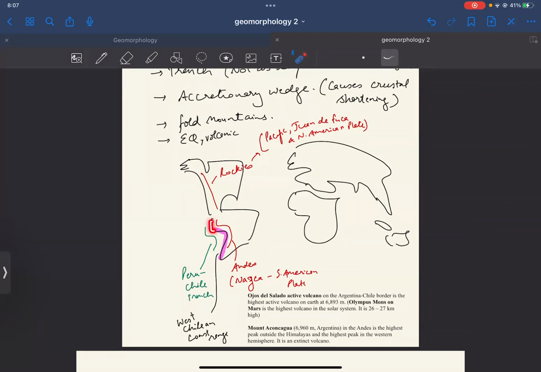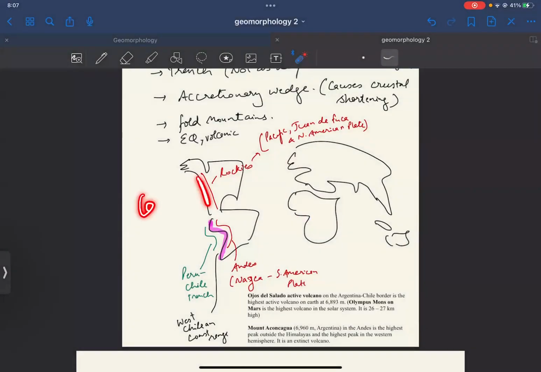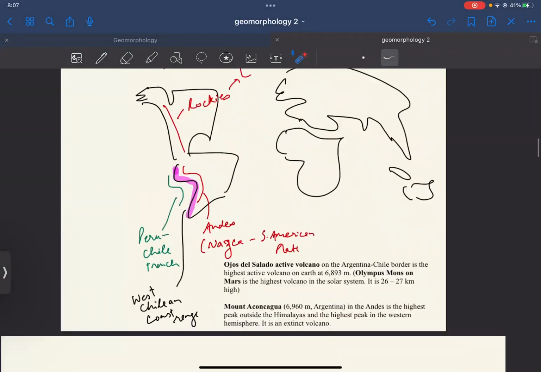And also the accretionary wedge that is formed is known as West Chile, because Chile country is there. So West Chile coast range. Likewise, in case of Rockies also, we have coast range also known as Cascade range. Right? Okay. So do keep this fact in mind.